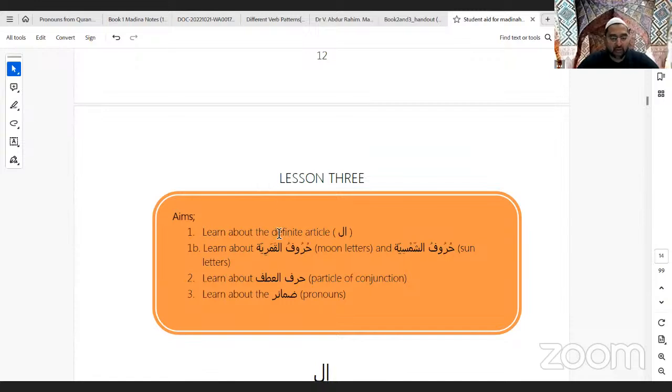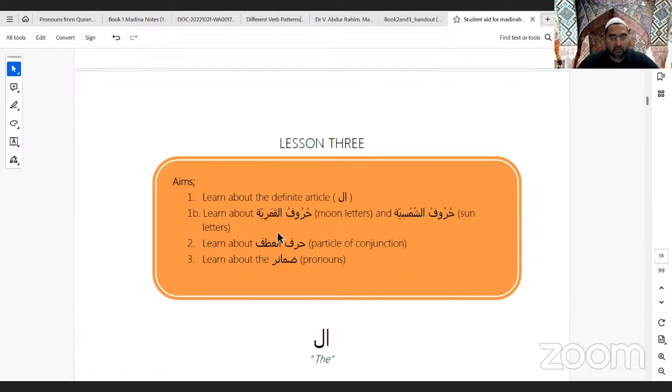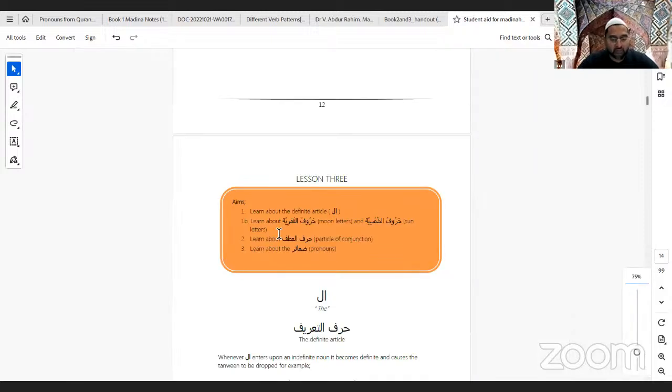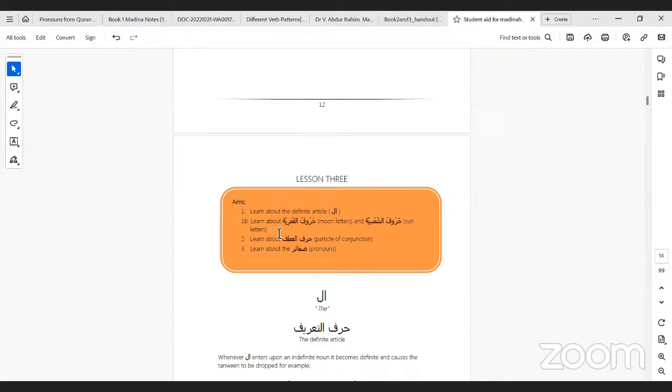Lesson number 3. This is about the sun letters and moon letters. Aims: learn about the definite article alif lam. Learn about huruful qamariya, moon letters, and huruful shamsiya, sun letters. Learn about huruful atf, particles of conjugation. Learn about the zamair, pronouns.